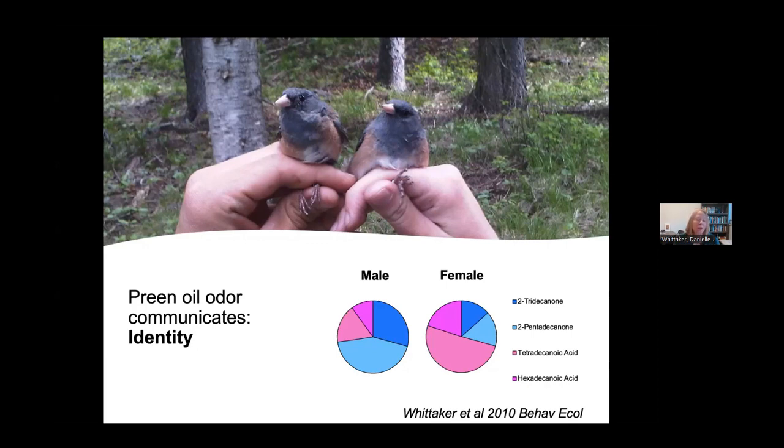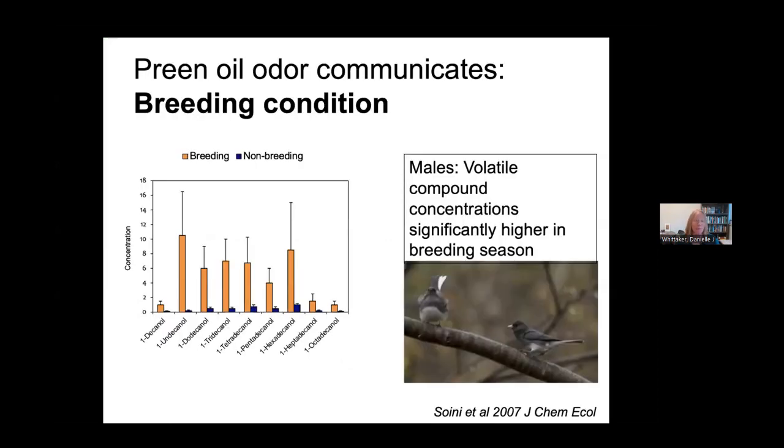Here I'm showing you 4 very common compounds that we see in juncos. The ones that I've put in blue are 2 methyl ketones that we find in higher abundance, or higher proportions, in males. And the 2 pink ones are carboxylic acids that we see in higher proportions in females. So we don't have a male pheromone or a female pheromone. In fact, I avoid the word pheromone. We can talk about that later. But if you look at the blend as a whole, you can tell the difference between a male and a female. We also see that preen oil odor communicates information about breeding condition.